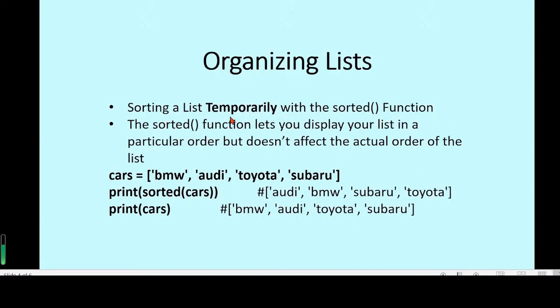Sorting a list temporarily with the sorted function. The sorted function lets you display your list in a particular order but doesn't affect the actual order of the list. So this is a list of 4 cars. You can use sorted cars. So it will show the list in a sorted order. But if you print this cars list again, the order has not been sorted. It has the original order.